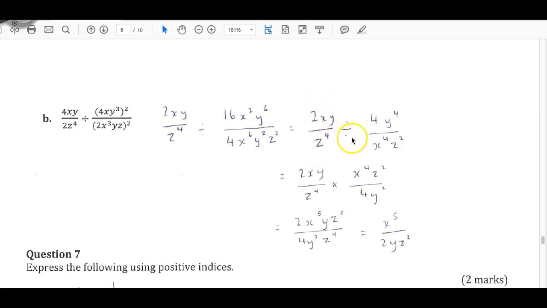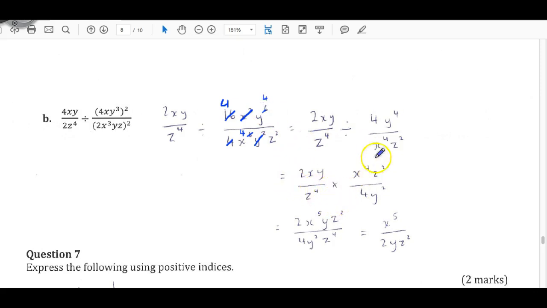So this first fraction stays the same. And then this second one, okay, we've got the 16 and the 4, so that cancels and that just becomes 4. That's what we've got here. The x, that goes and that becomes a 4. The y, that goes and that one becomes a 4, and then the z stays a z squared.